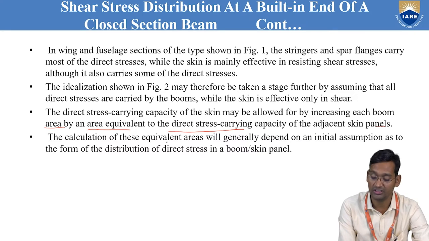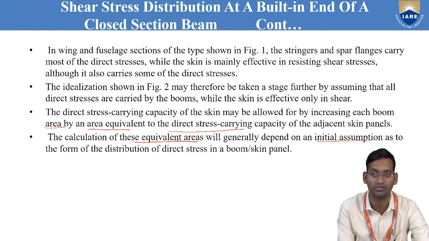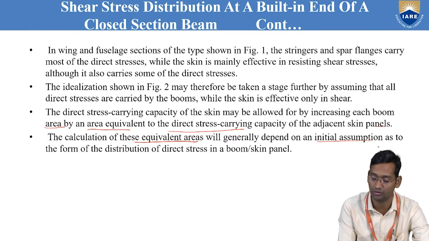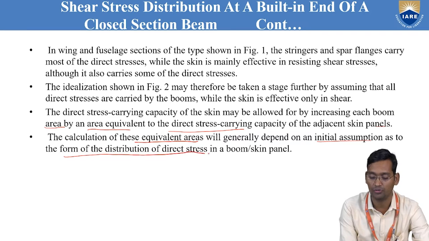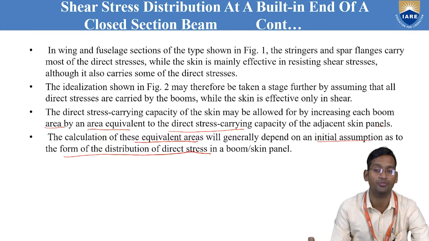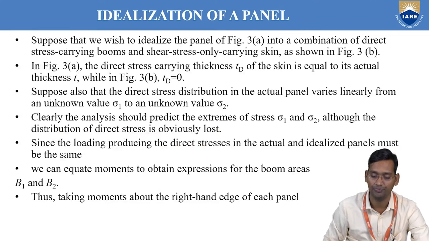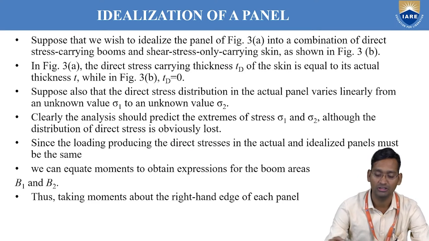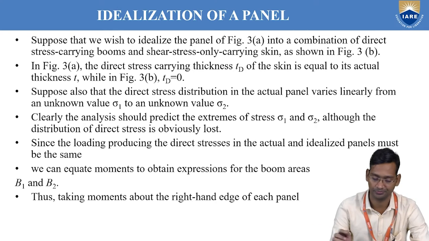The calculation of these equivalent areas will generally depend on initial assumptions as to the form of the distribution of direct stress in a boom or skin panel. So it depends on what? The initial assumption of the form of the distribution of direct stress. So how is direct stress distributed in the boom or panel? Based on that only, the starting assumptions will be made. So now this is important for idealizing the panel or any given structure.